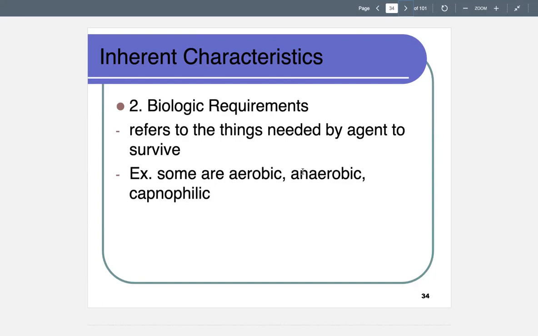That's why they are anaerobic. The capnophilic, class, are organisms that tend to grow in a high salt concentration. They are salt-loving, high salt-loving, capnophilic.